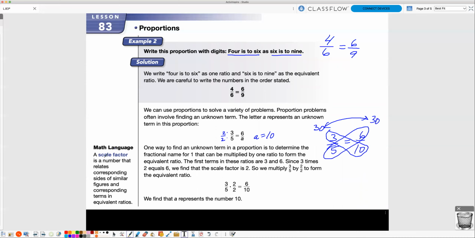And the scale factor is the number that relates the corresponding sides of similar figures in corresponding terms and equivalent ratios. So it's very much the same as equivalent fractions, but we're talking about ratios here.